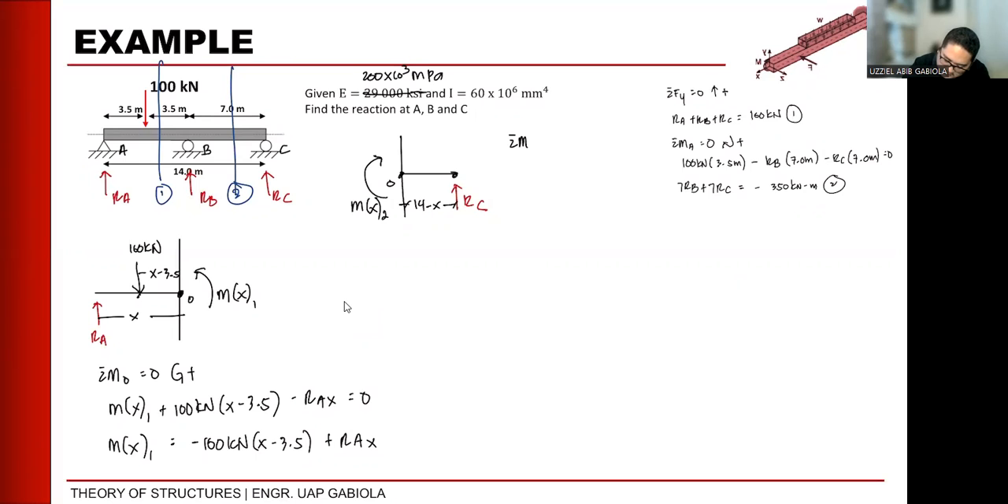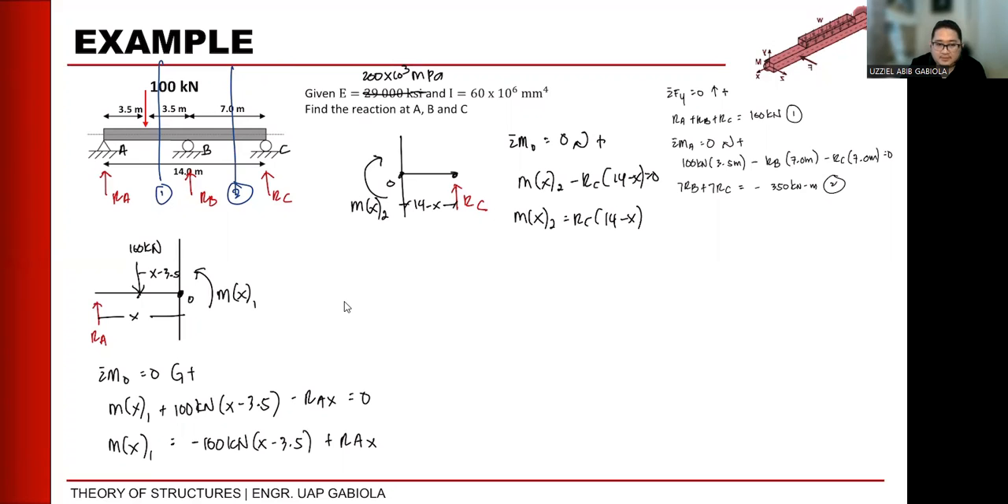So at 0, taking clockwise as positive, the moment equation will be M x2 minus Rc(14 minus x) is equals to 0, or M of x2 is equals to Rc(14 minus x). Okay? So this is our equation. We now have two moment equations. What we will do is get the slope and deflection of each segment.